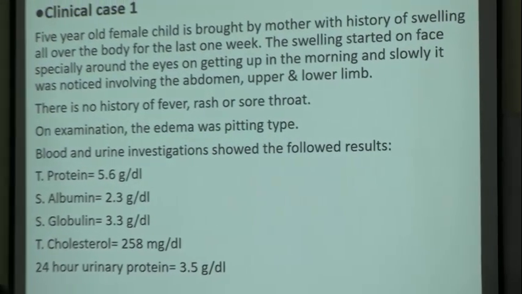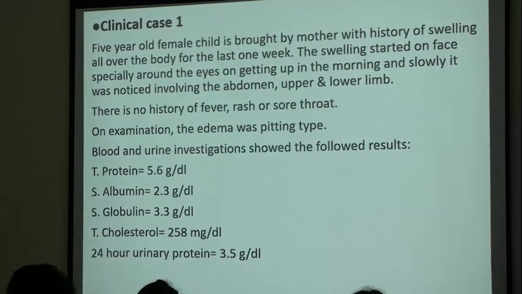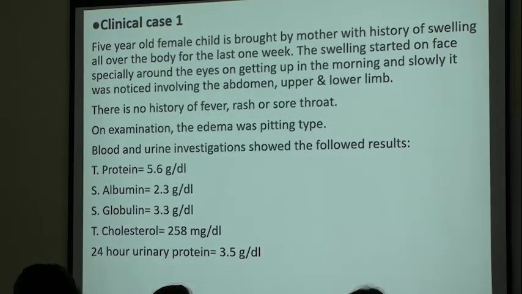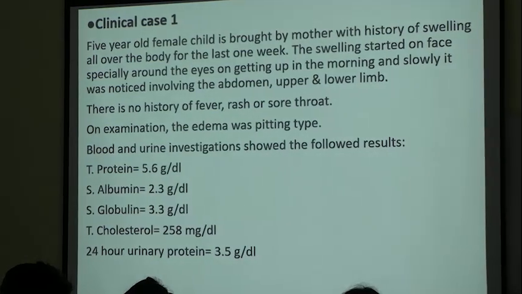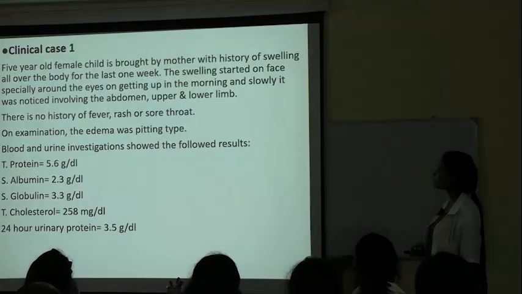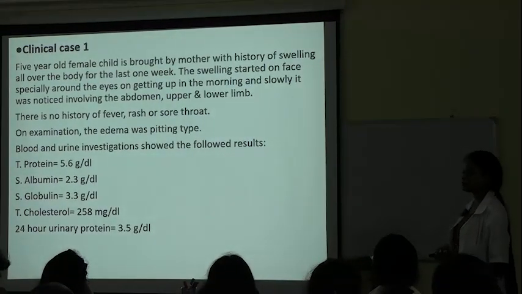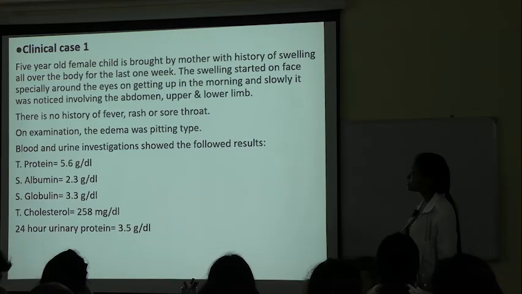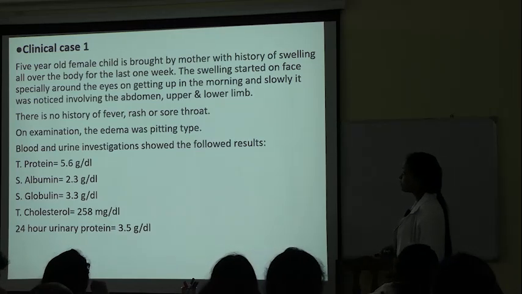So this is a clinical case. A 5-year-old female child is brought by mother with history of swelling all over the body for the last 1 week. The swelling started on the face, especially around the eyes on getting up in the morning, and slowly it was noticed involving the abdomen, upper and lower limb. There is no history of fever, rash or sore throat. On examination, the edema was pitting type. Blood and urine investigation shows the following result.